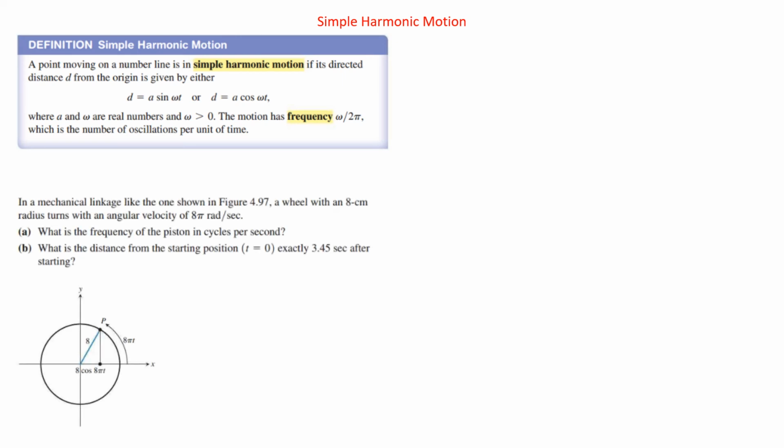A mechanical linkage, like the one shown here, which is a wheel with an 8 centimeter radius, turns with an angular velocity of 8 pi radians per second. So what is the frequency of the piston in cycles per second? And then here we also have an equation. It's 8 cosine of 8 pi t.